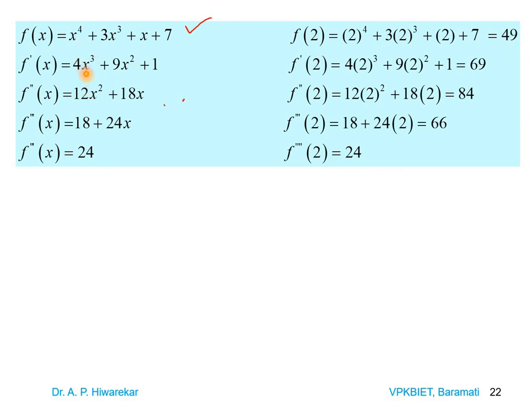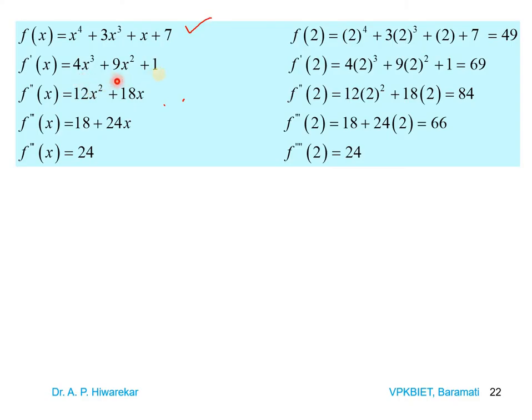Then the derivative of x power 4 is 4x cube. The derivative of 3x cube is 9x square. Then the derivative of x is 1. The derivative of 7 is 0. Calculate the derivative at 2. So 4 into 2 cube plus 9 into 2 square plus 1. So 4 into 8 plus 9 into 4 plus 1. Simplify, you will get 69.